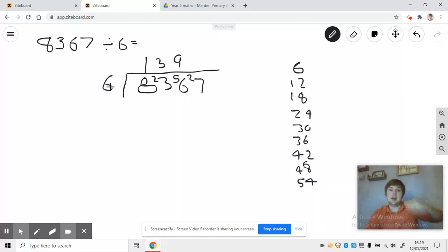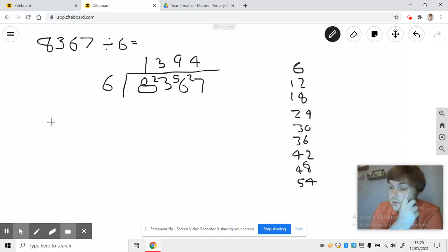We're now looking at how many 6s go into 27. So if we look at our list of multiples here, we can see 24. 24 is less than 27 and compared to the next multiple, which is over. So 1, 2, 3, 4. So 4 6s go into 27 with a remainder of 3.